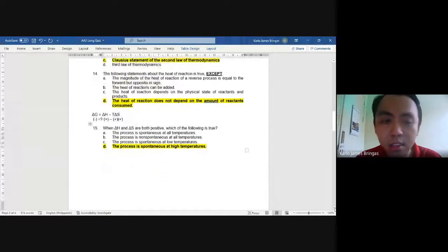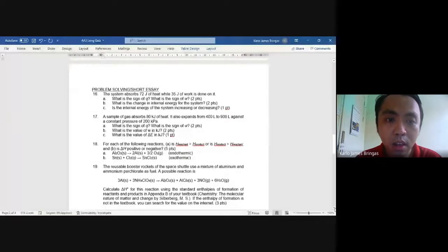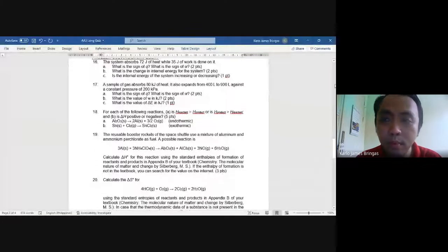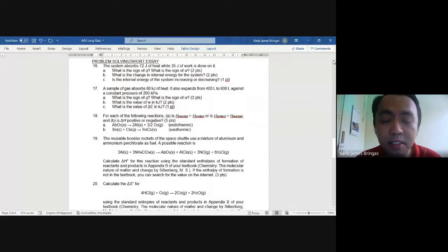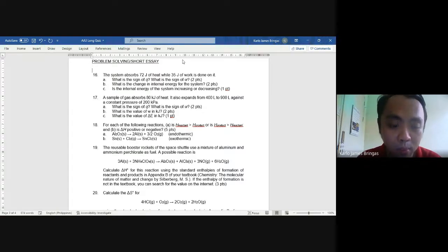So with that, let's now move on to the problem-solving portion. So you have the following. In number 16, we have the following situation going on. The system is said to be absorbing heat while 35 joules of work is being done on it. So we're dealing with internal energy here. For the sake of this one, let me type in the equation for internal energy. So we have a guide on how to answer this.